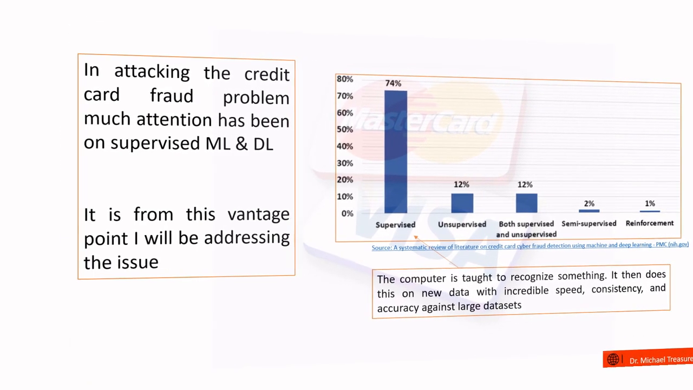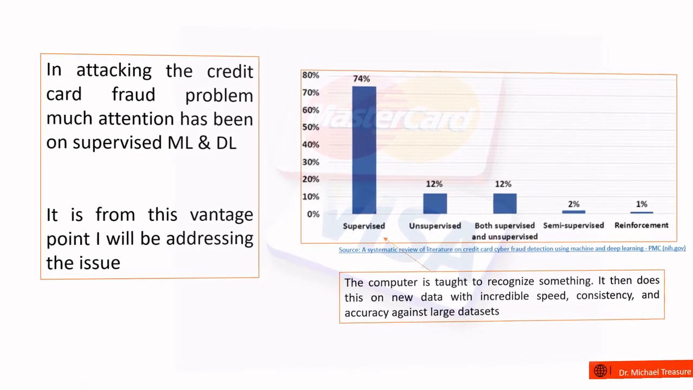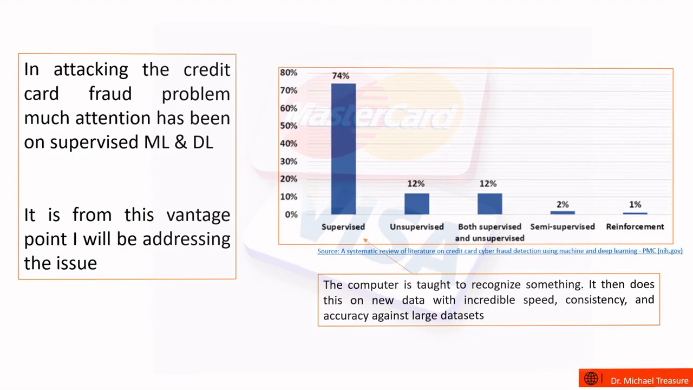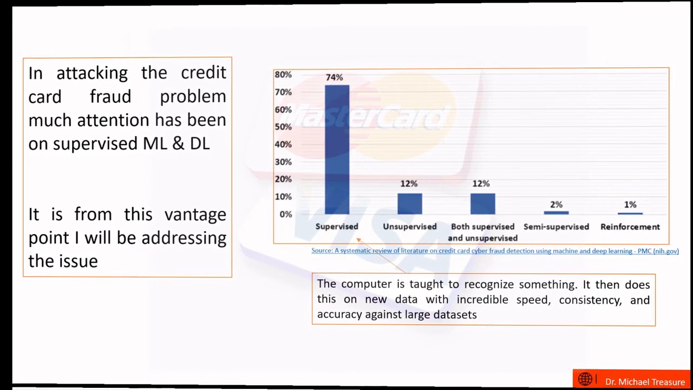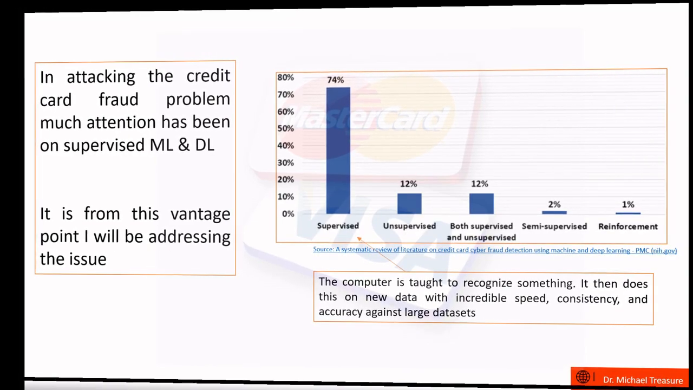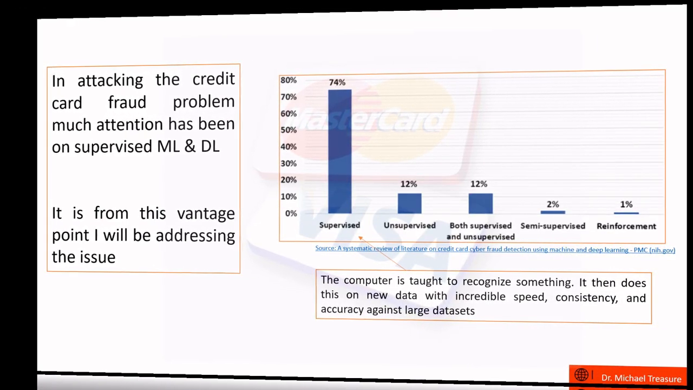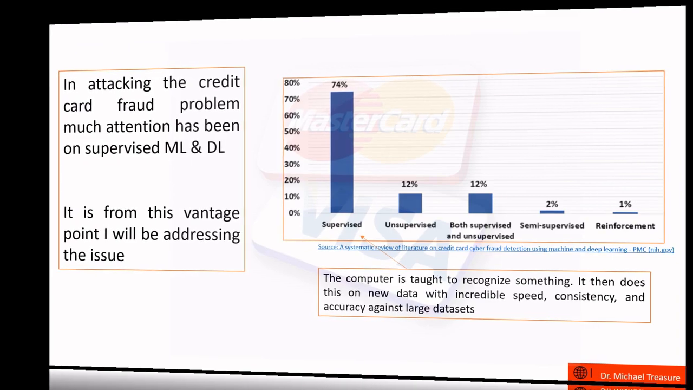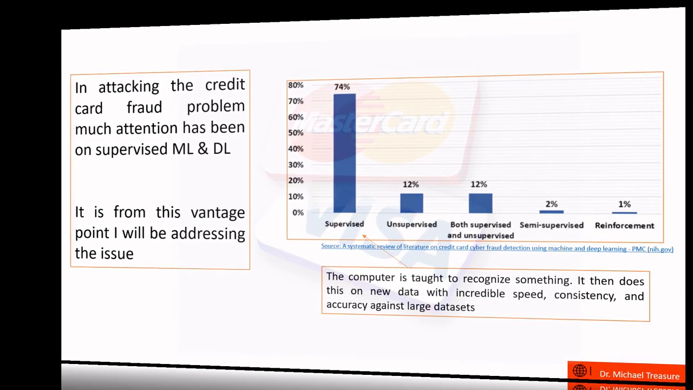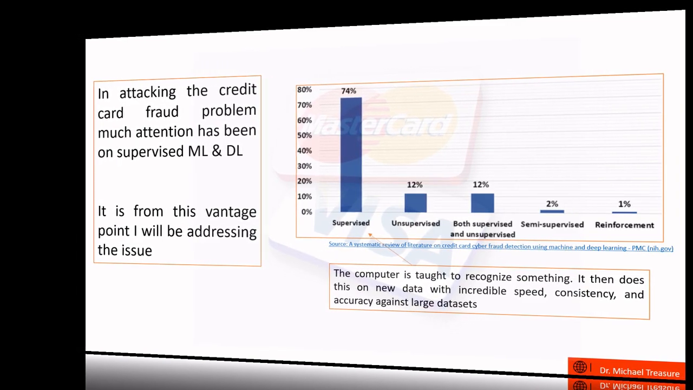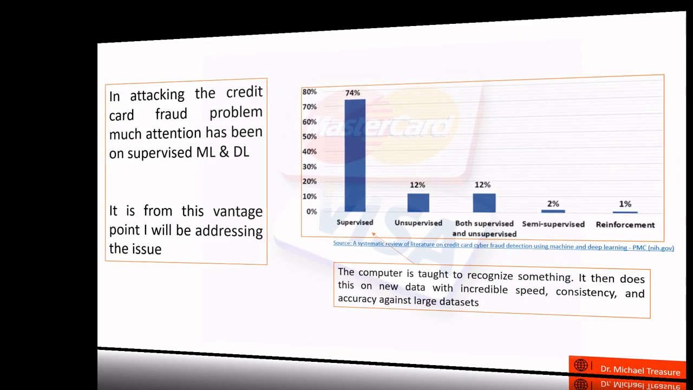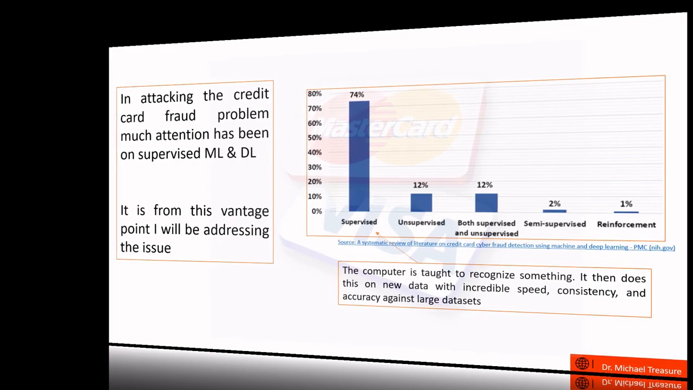In attacking the credit card fraud problem, much attention has been on supervised machine learning. This is when the computer is taught to recognize something. It then does this on new data with incredible speed, consistency, and accuracy against large data sets. With the backdrop I have now provided, let's dive into how, with an actual coded implementation.